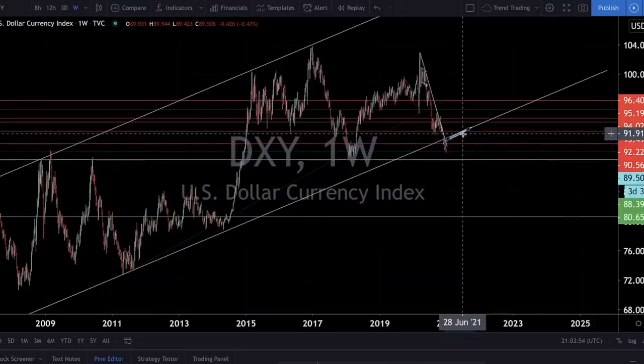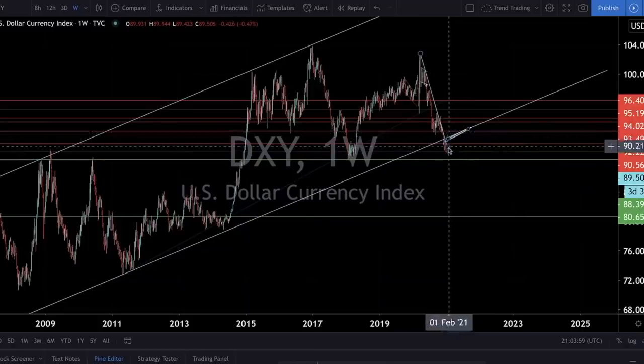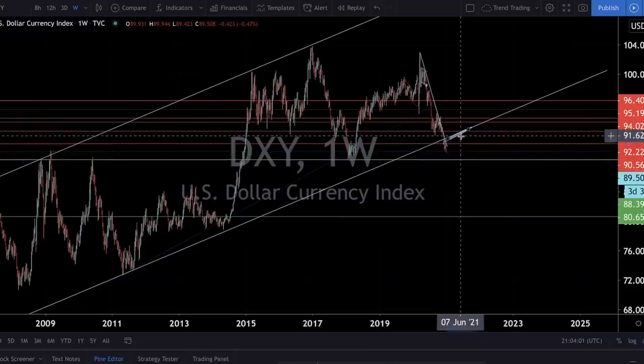We could bounce over here off of 88.40 if that support holds and come up as high back around here towards 91, 92. 92, that would be realistic. I would say that there is a decent probability that could happen.